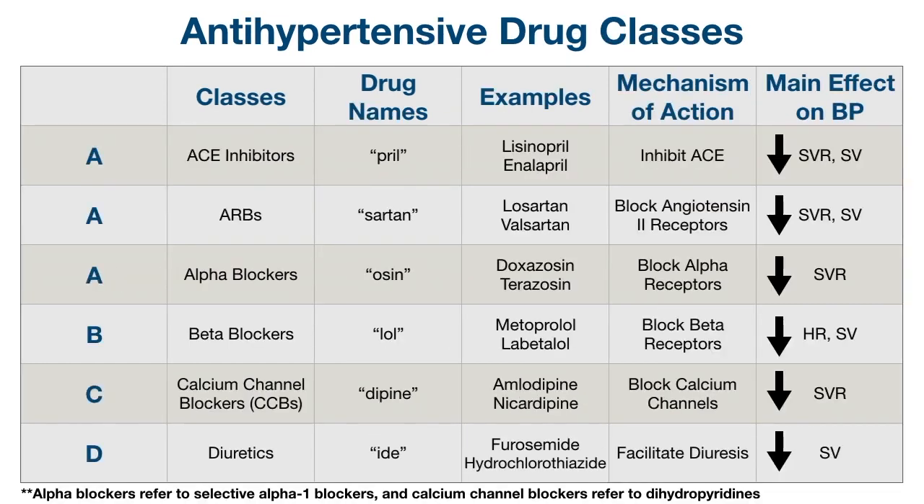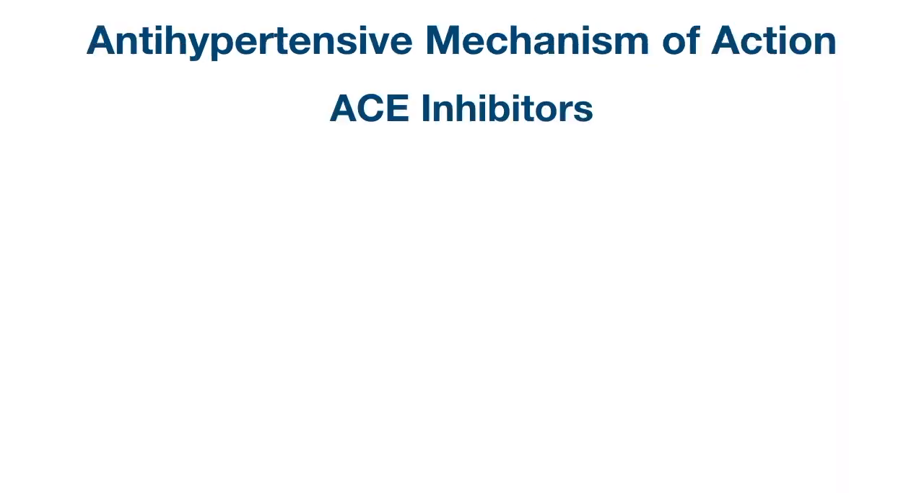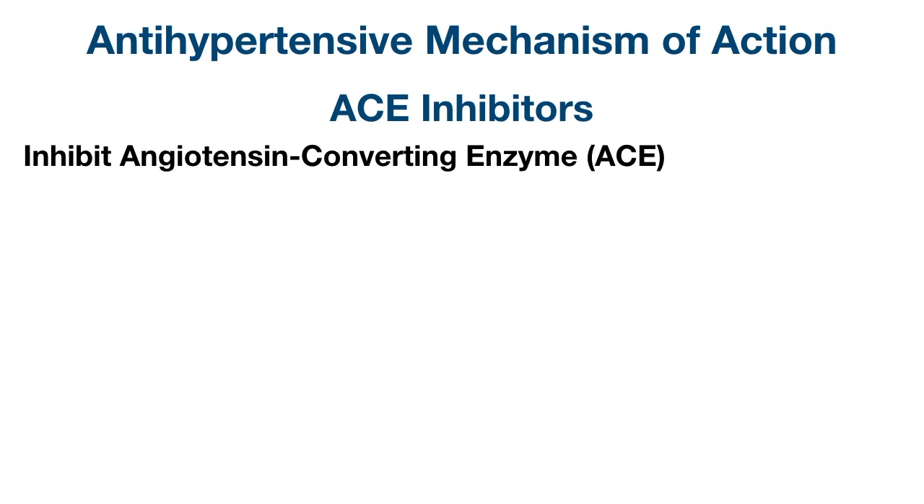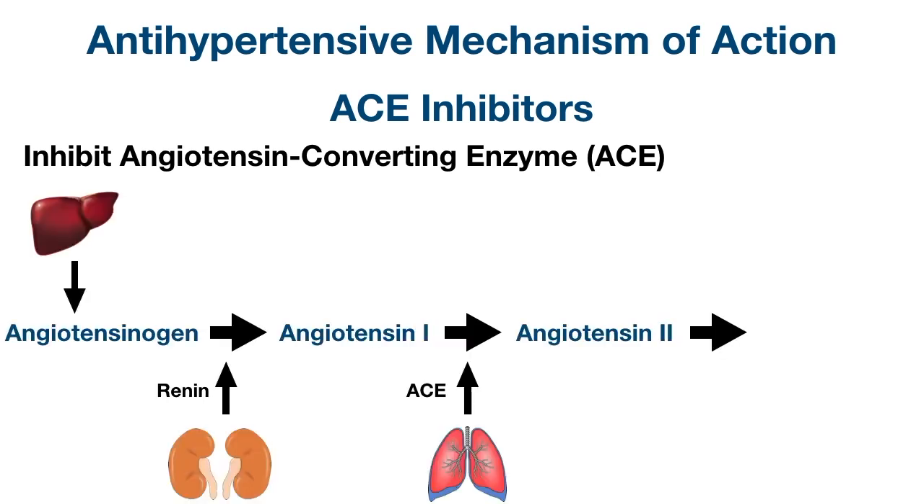As we continue to work our way through the chart, let's take a look at the mechanism of action of each antihypertensive class. This will help us get a better understanding as to how the medications are used to lower blood pressure. Starting with ACE inhibitors, as the name suggests, they're going to inhibit angiotensin-converting enzyme, also known as ACE. Remember, angiotensin-converting enzyme is a part of the renin-angiotensin-aldosterone system. Specifically, it's involved in converting angiotensin I into angiotensin II. Angiotensin II is the active hormone involved in increasing blood pressure through a number of mechanisms.